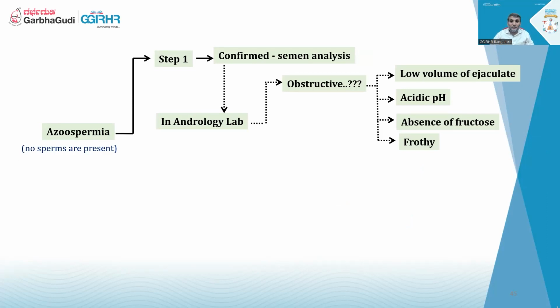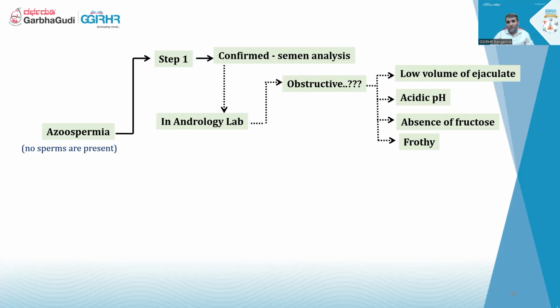Obstructive azoospermia, these are the picture. He will give 1 drop of semen sample, that is only 0.5 ml. And if you check the pH, it will be acidic. Thirdly, when you do the fructose test, which I think you might have done in the biochemistry lab, the same principle applies here. The fructose test will be negative, and it will be frothy.